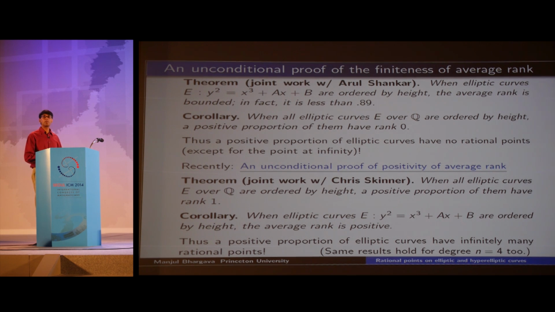And I should mention that the same results hold for degree 4 hyperelliptic curves as well. The reason being roughly that, remember, the degree 4 case also corresponds to genus 1 curves, and so a lot of the techniques can be carried over. So when you look at y squared equals f of x, where f of x ranges over degree 4 polynomials, a positive proportion have no rational points, and a positive proportion have infinitely many rational points. That is also now proven.